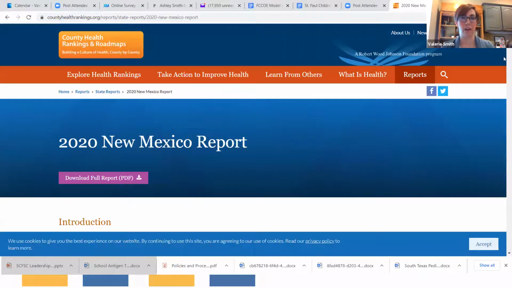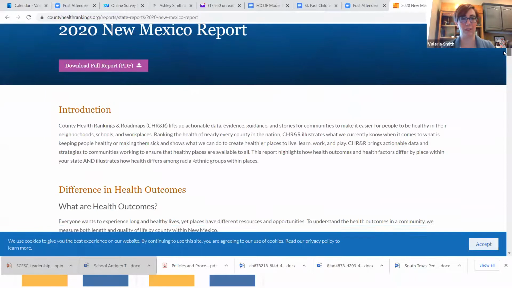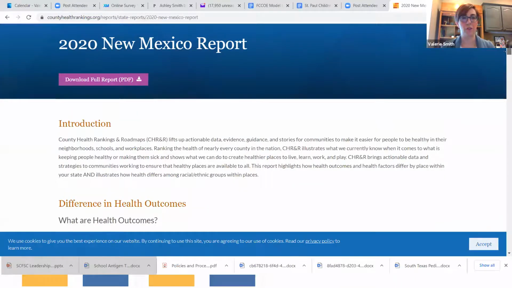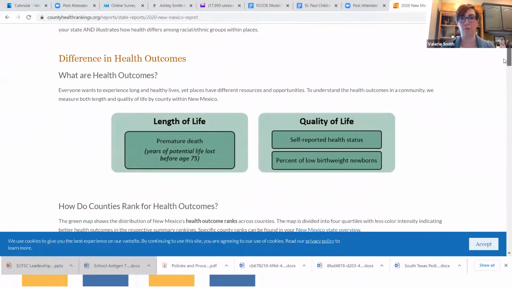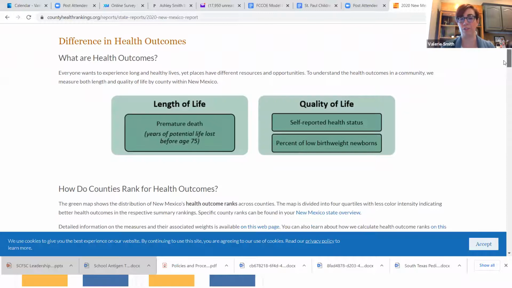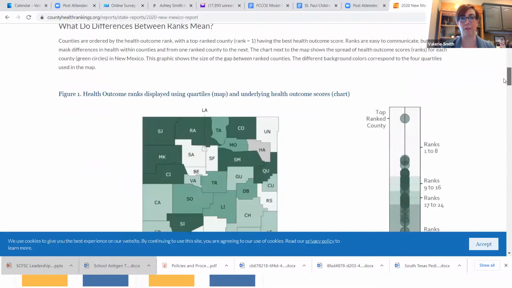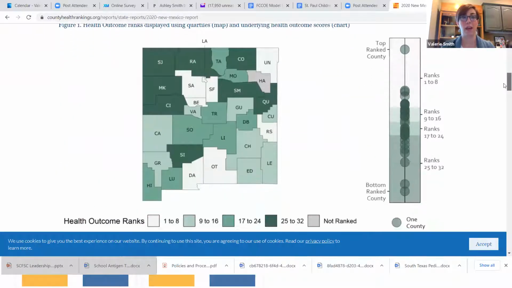It's always fun when you do these things in live time, right? So you can download the full report in a PDF form for New Mexico. It also lets you look at different, so these are just the general outline of the health outcomes. So here's New Mexico, and it has this lovely interactive map. So someone's going to have to help me know where Albuquerque is.